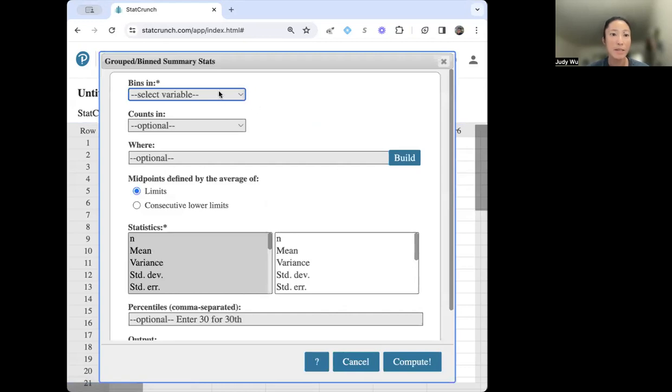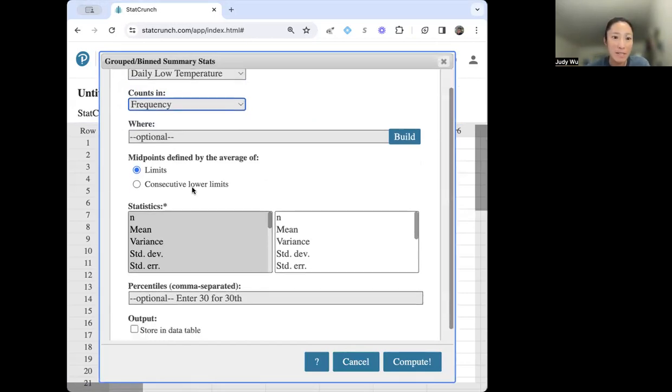The bins are my daily low temperature, and my counts are in the frequency column. If I hadn't changed the names, it would just be var1 and var2, which is fine. But I like to kind of know what I'm doing for each problem. Then down to Statistics, I'm going to go to Standard Deviation. But if I wanted to, I could also look at the mean. So just like the baseball problem, I can look at mean and standard deviation.